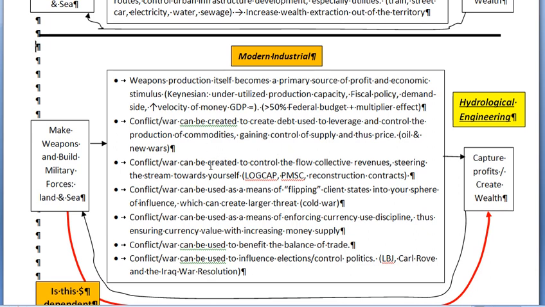Conflict and war can be created to control the flow of collective resources, tax revenues, right? Budgets, steering the stream of flow towards yourself.